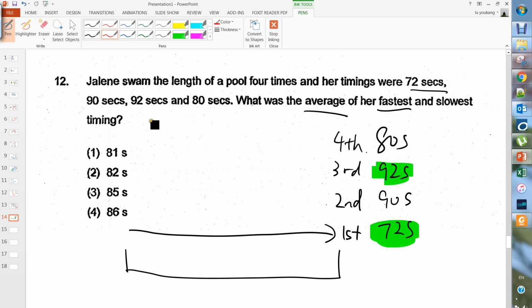Formula? Average is equal to total, divided by the number of items. So how many items here? They want fastest and slowest only. 2. 2 items. So what is the total? How do you find total? They only want fastest and slowest. They don't want all, right? So how do you get the total?